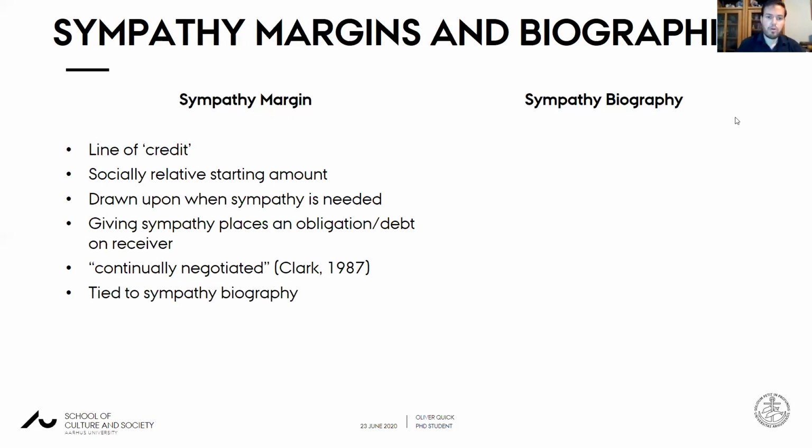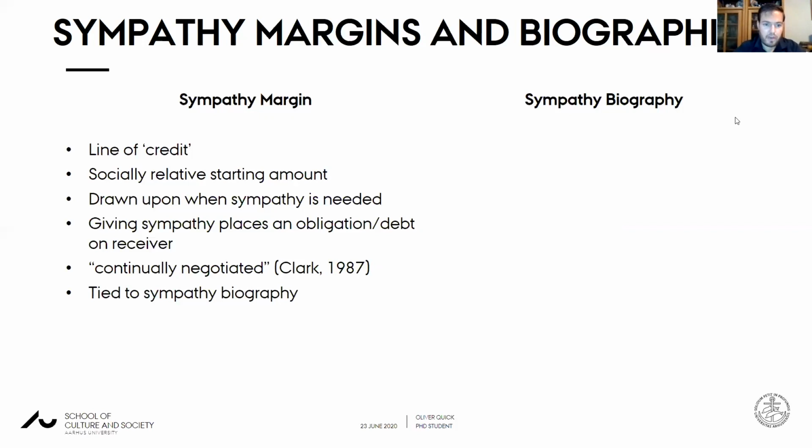We draw on our margins when we need sympathy. And giving sympathy places an obligation or debt on the receiver. So receiving sympathy also places an obligation or debt on you. And this can sound very self-interested; it lends itself to a self-interested type of theory and makes it seem like there's no place for altruism if you read it too strictly.